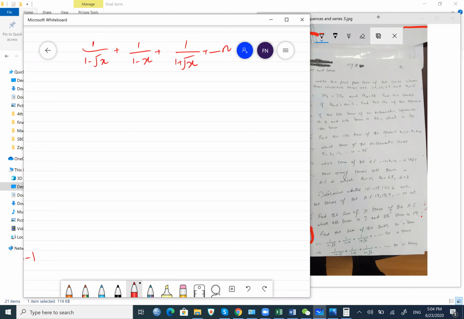Now there are two formulas for the sum. One is for a geometric sequence and the other is for an arithmetic sequence. Is that clear? So first of all, we need to know: is it an arithmetic series or a geometric series? Who can tell me? Arithmetic, right? How do you know that it is arithmetic?